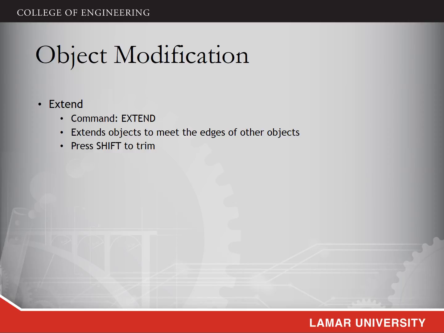The first one we'll learn is the extend command. The extend operation is the opposite operation of the trim. This command can help you to extend objects to meet the edges of the other objects. And if you press the Shift button, the extend command can be switched back to the trim command.